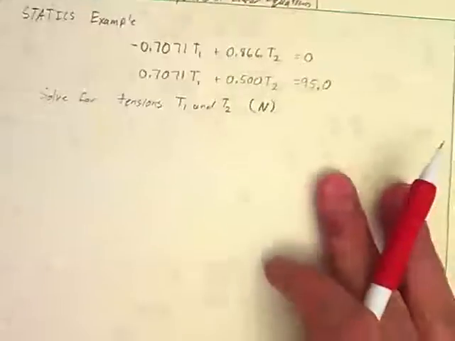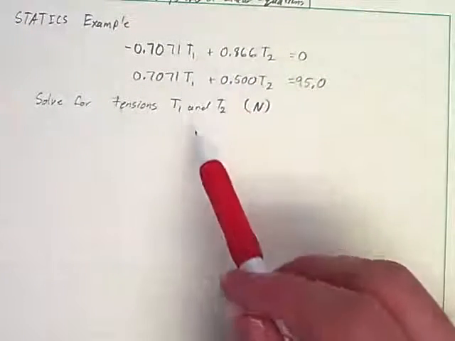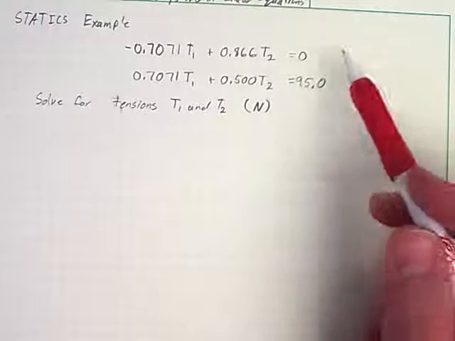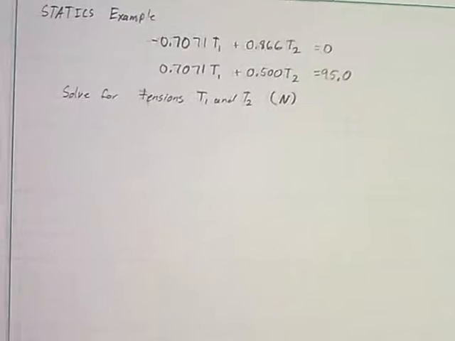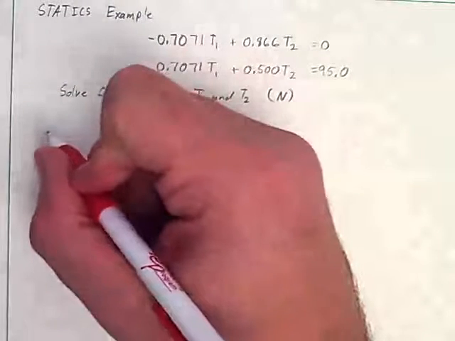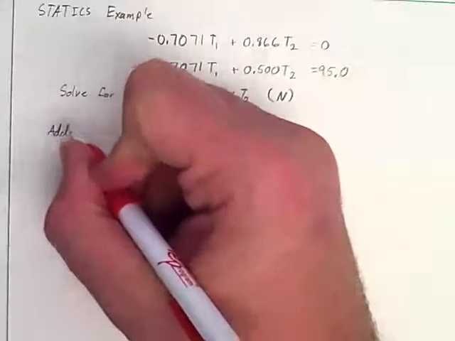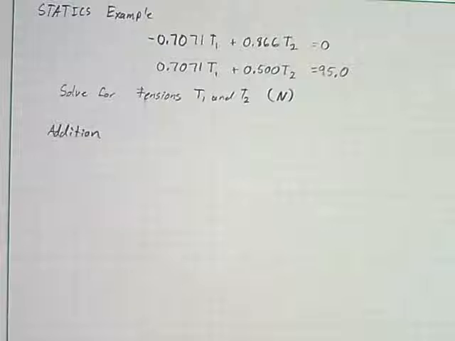All right, so our statics example, we've written it. We've got our equations all lined up so that our coefficients match up and our right-hand sides line up. At first, they want us to solve it using addition. In general, we could use any one of the four methods that we've learned so far.